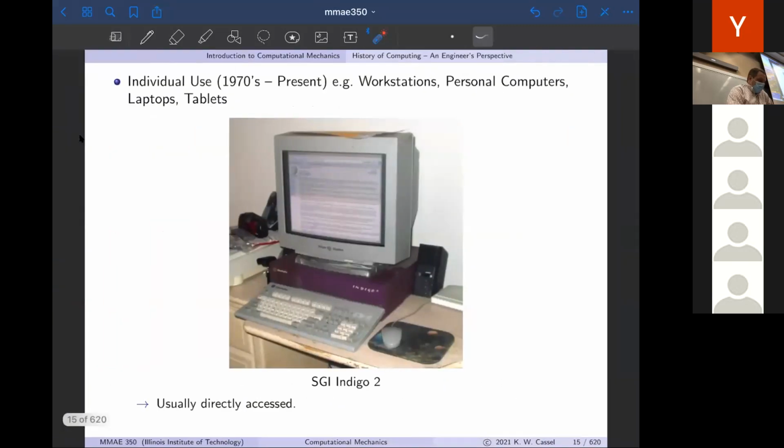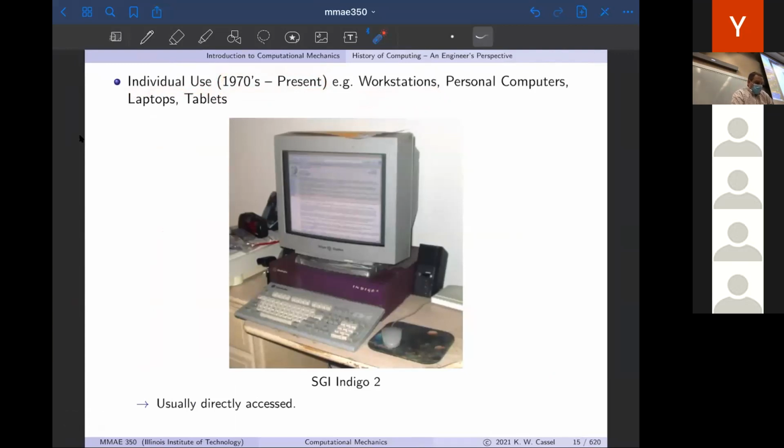Then came computers for individual use. This started really in about the 1970s and still is going on today. We used to call them workstations. So a workstation was basically a big computer. The personal computers of the day were smaller and less powerful. Workstations were bigger and more powerful.